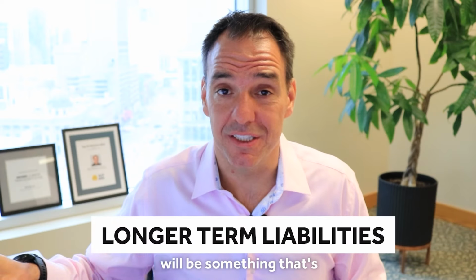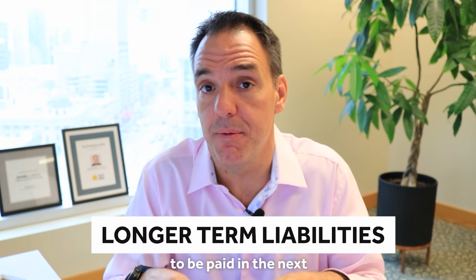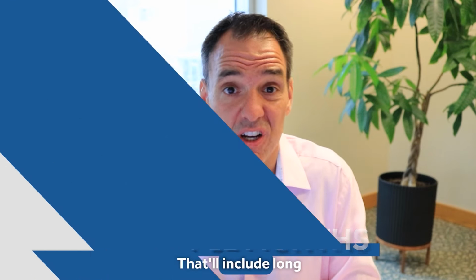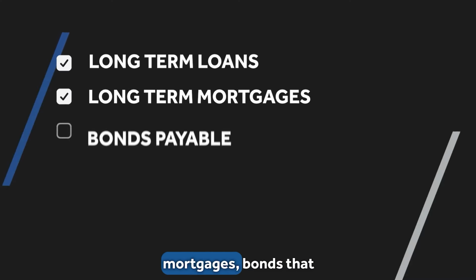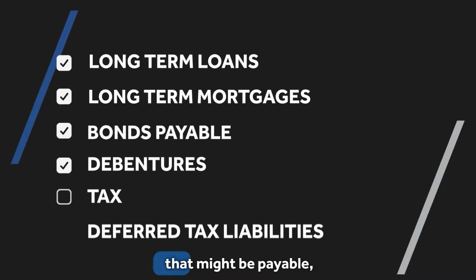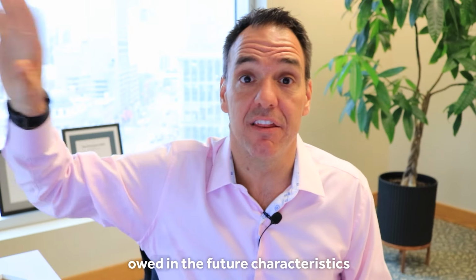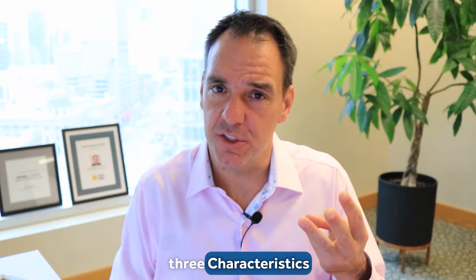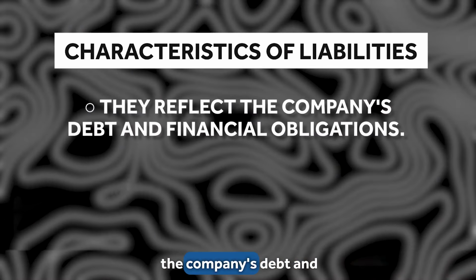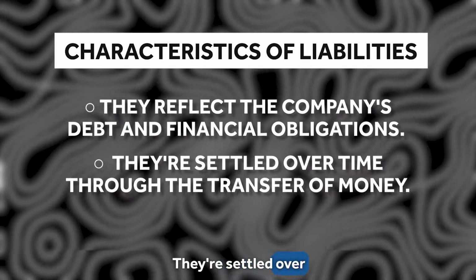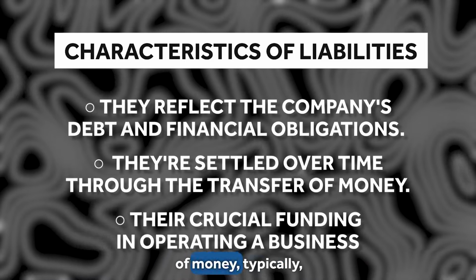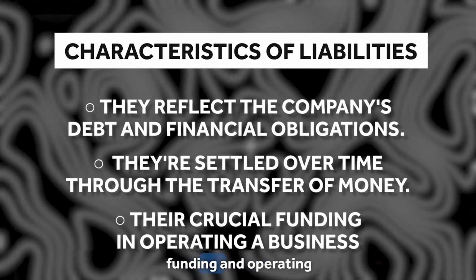Longer-term liabilities will be something that's not going to be paid in the next 12 months. That'll include long-term loans, long-term mortgages, bonds that are payable, debentures that might be payable, deferred tax liabilities. Think of money that's owed in the future. Three characteristics of liabilities: they reflect a company's debt and financial obligations. They're settled over time through the transfer of money, typically, and they're crucial for funding and operating a business.